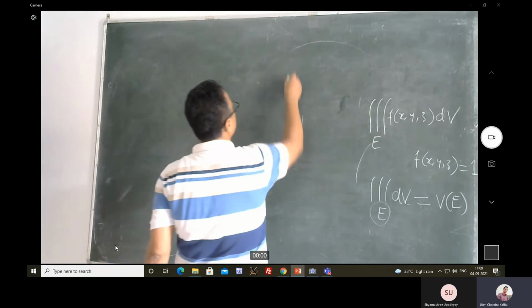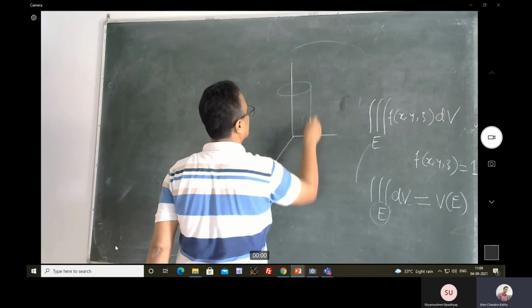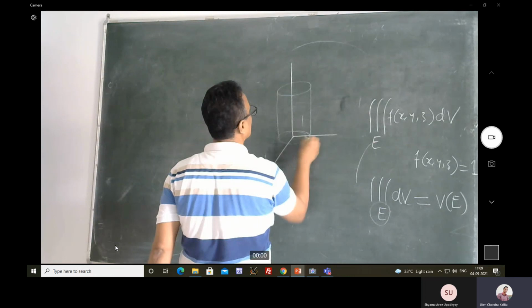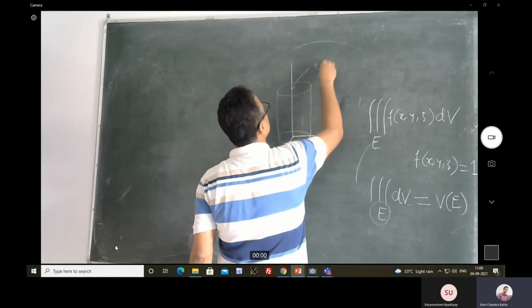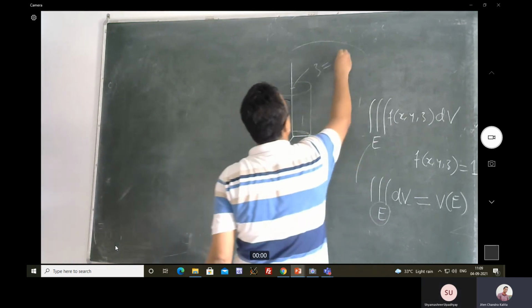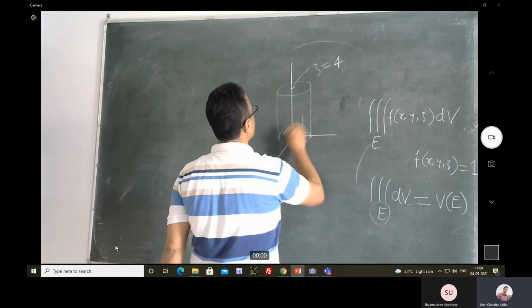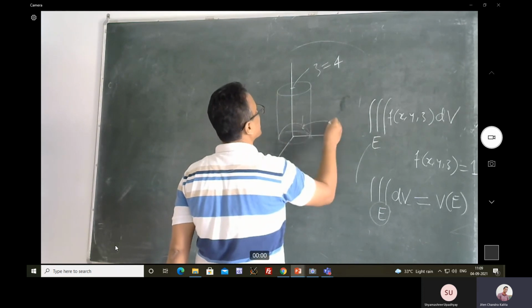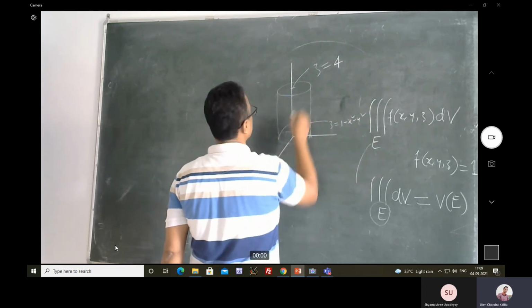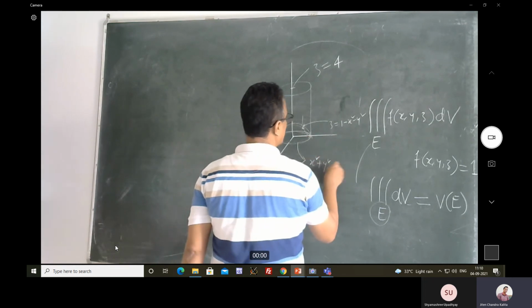So now, in my situation here, it is something like this. This is z equal to 4, and then I have this paraboloid, which is z equal to 1 minus x squared minus y squared, and this cylinder is simply x squared plus y squared equal to 1.